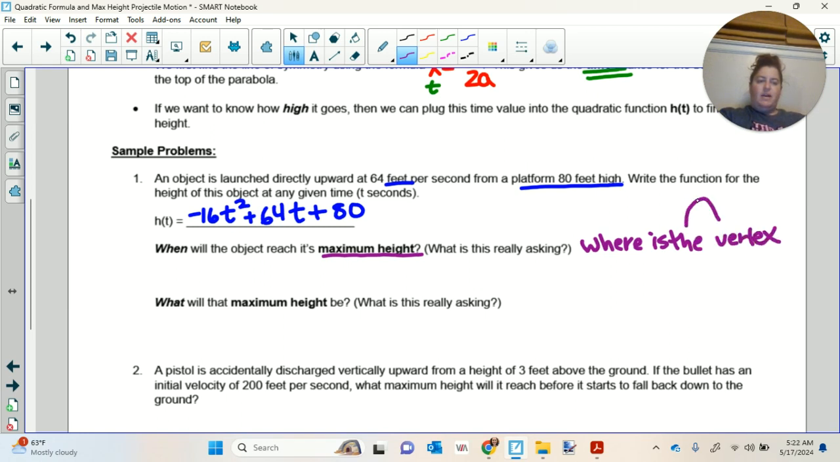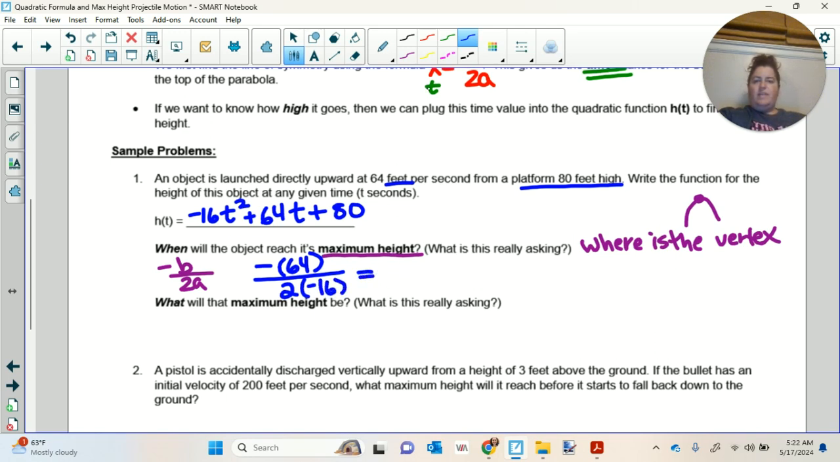What is the top spot on that parabola, right? And again, to find the x value of this point, or t for time, we would take our negative b over 2a. Again, it's the very beginning of the top and bottom of the quadratic formula. And so if we do that, we would have a negative sign. Then my b value is 64 over 2 times my a value is negative 16.